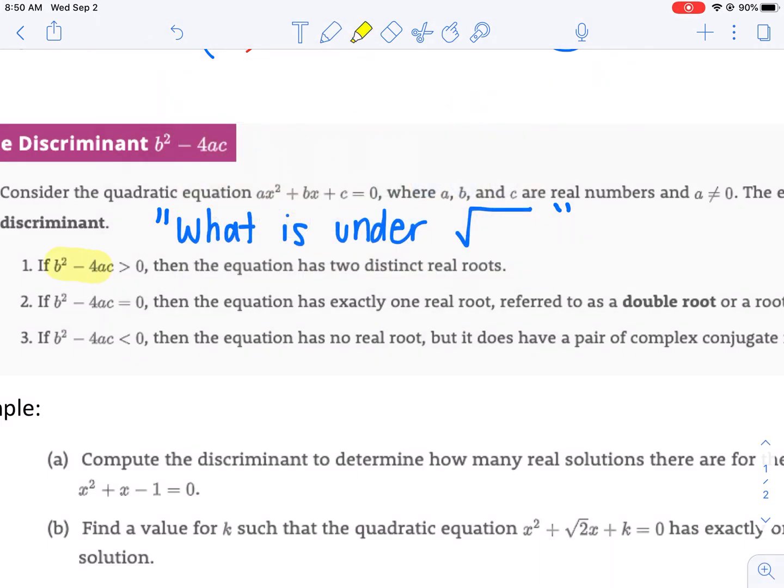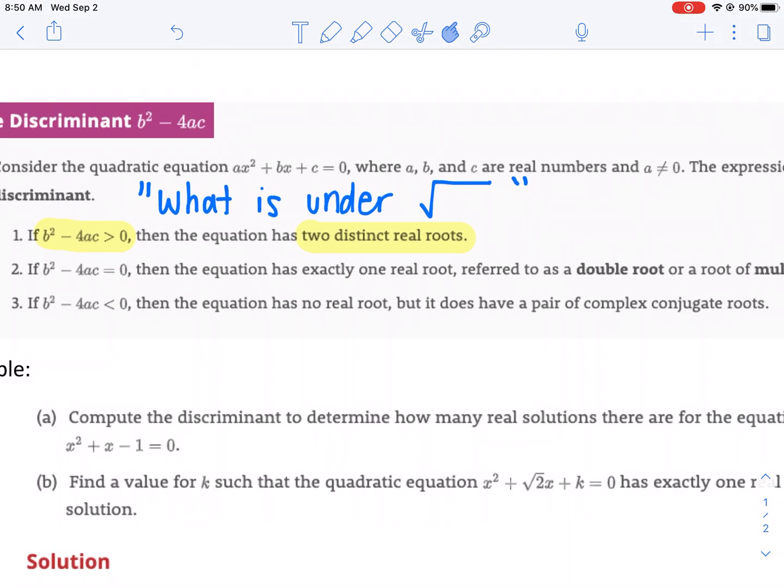First one, if the discriminant is greater than 0, then you're going to have 2 distinct roots. That means you'll have 2 answers, probably an answer that's plus the square root and an answer that's minus the square root. You also could have the discriminant equal 0. That means you have 1 real root. We did an example like this on the last day's notes. When you get the square root of 0, you'll only end up with 1 answer, because when you add or subtract 0, it will be the same answer.